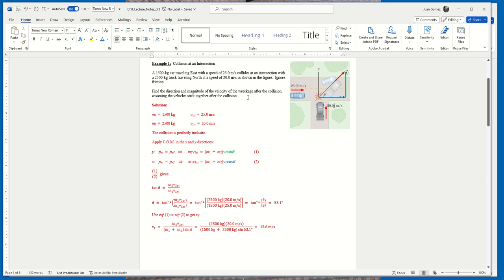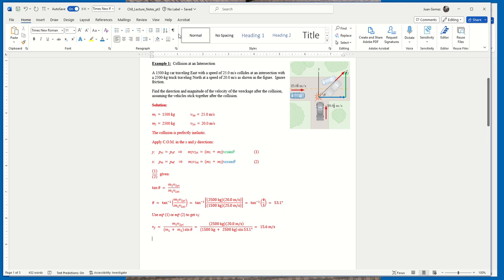So this is a very common two-dimensional collision problem. In this case, it was perfectly inelastic, meaning the cars collide, they stick together, they move off with some speed VF at some angle theta, and that's what I'm looking for. When I say direction and magnitude, direction is the angle theta, and the magnitude is simply VF.